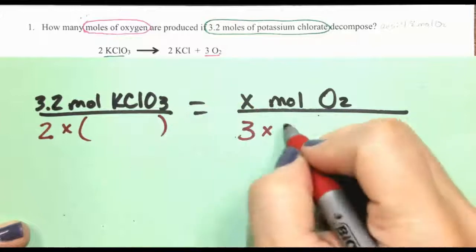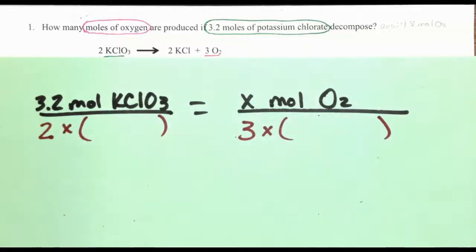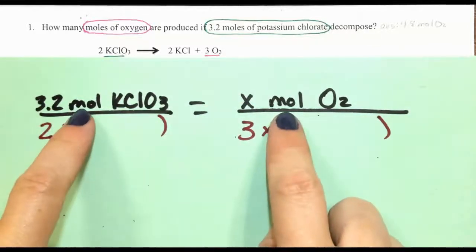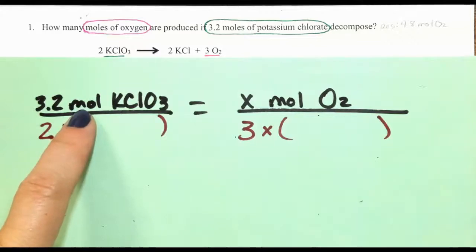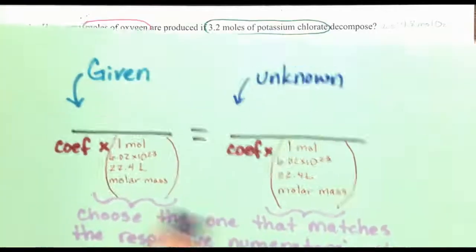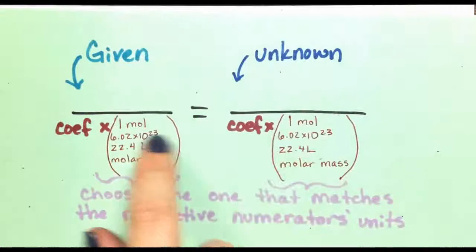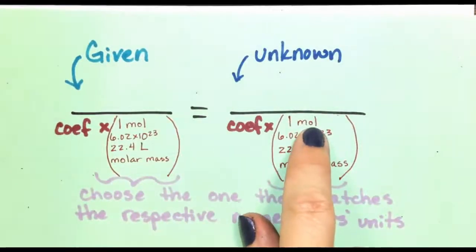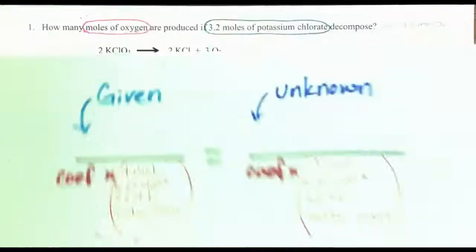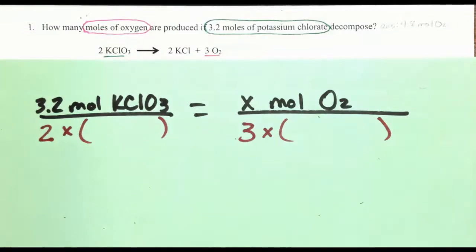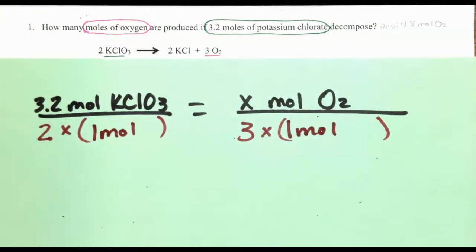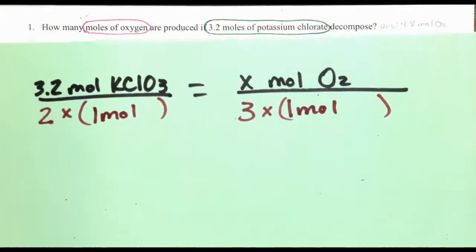And now, what are we going to put in these parentheses? Well, whatever your unit is in your numerator tells you what to choose in your denominator. And so we're going to choose moles because both of these have moles in their numerator. So we're going to put 1 mole and 1 mole in the parentheses in the denominator. Now, we're going to cross multiply this in order to solve for it.